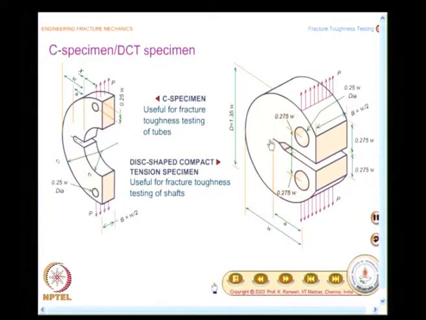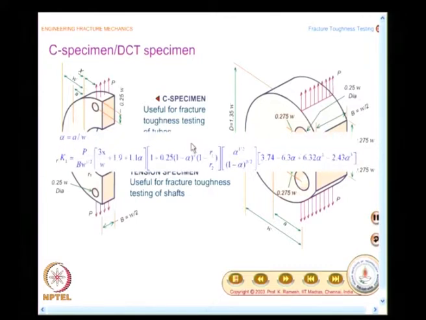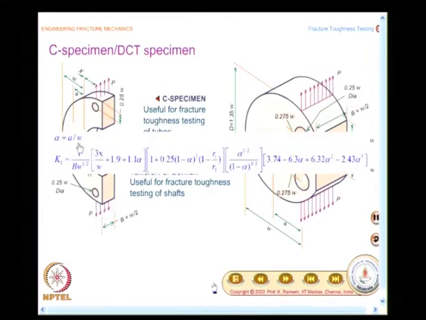And for all these cases you have expressions for evaluating stress intensity factor. So, from the experiment you will measure the critical load P and the critical crack length. With that you would be in a position to estimate the stress intensity factor, and the expression is given as follows. This is for the C specimen.